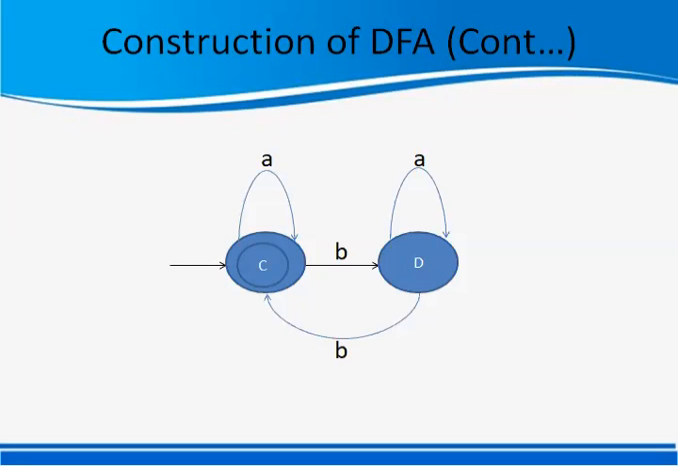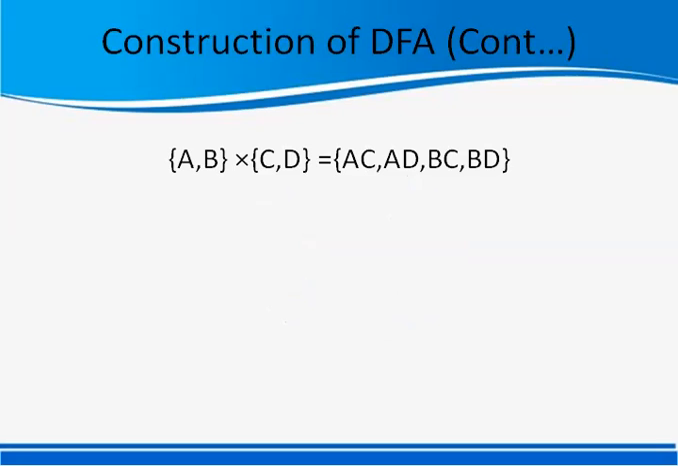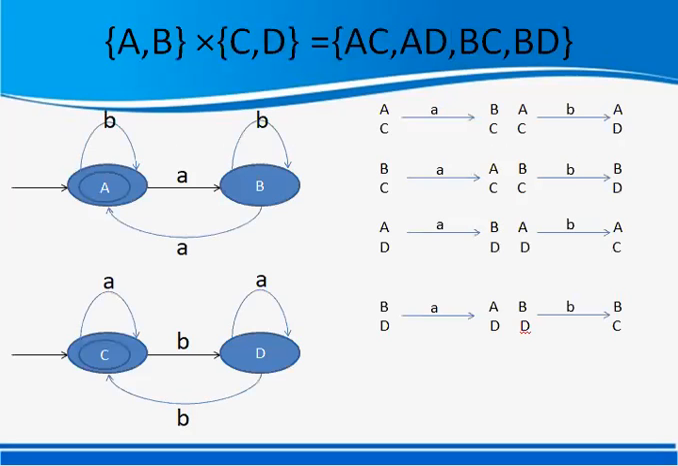Now we will use the cross product method. So we will have four ordered pairs: AC, AD, BC and BD. We will construct a DFA using these four states. For this we will use our previously constructed two DFAs, and we will combine these two DFAs using this concept.